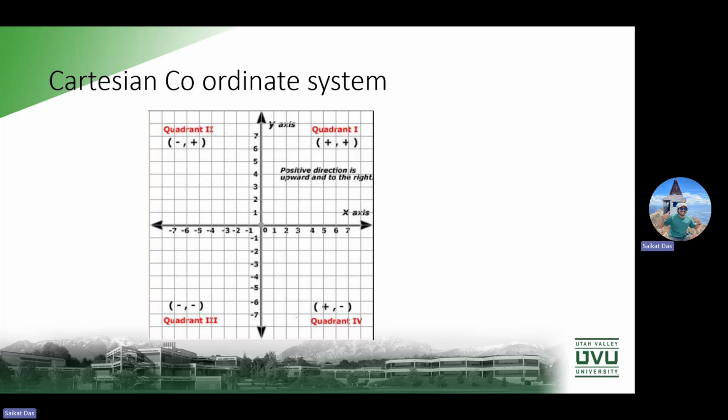And on the next run, it can be not left, maybe up. For up, it is like 0, 1. So from 1, 0, you need to add 0, 1, so it is like 1, 1. And how many times you need to iterate it? 500 times. That's what you need to do.